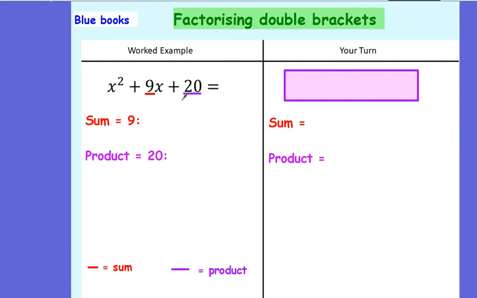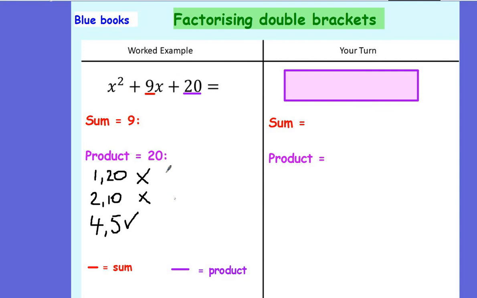I know that in my brackets I need two numbers that are going to add together, sum, to give me 9, and multiply together, product, to give me 20. Pairs of numbers that would give me a product of 20? Well, I could choose 1 and 20, but that wouldn't sum to give me 9, so it's not those. I could choose 2 and 10. That also wouldn't add together to give me 9, so I can't choose those. I could choose 4 and 5. That would add together to give me 9, so those are the numbers I'm going to choose.